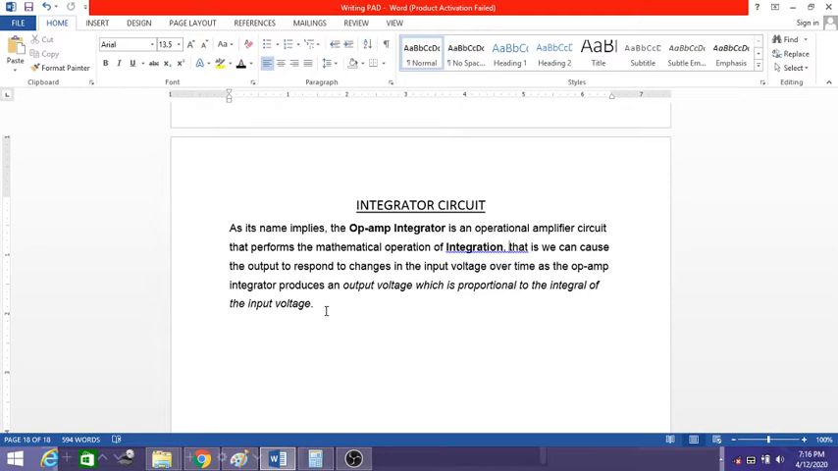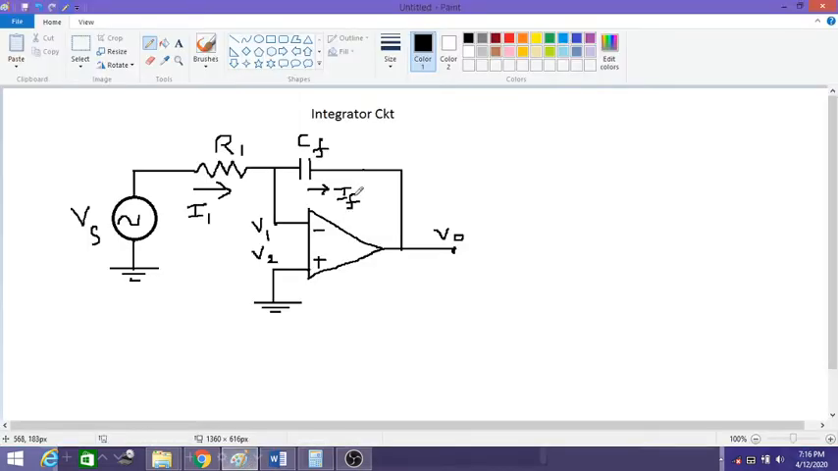For example, integrators are most widely used where there are square wave signals and you want to generate a sawtooth or a ramp kind of signal. Now if you look into the circuit of an integrator, it looks very similar to our inverting amplifier circuit. The only difference is that instead of a feedback resistor, there is a feedback capacitor. The voltage source is connected to the inverting terminal through resistor R1, and the output voltage is fed back to the input through a feedback capacitor.